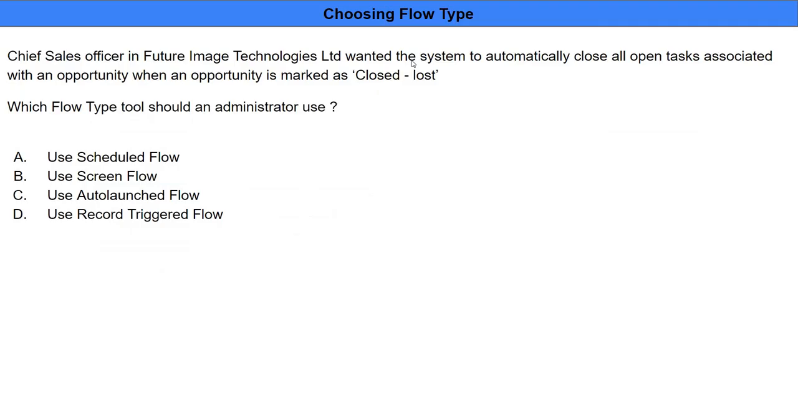So in this case, this would be the appropriate flow type to use. Hence, option D is the right answer.